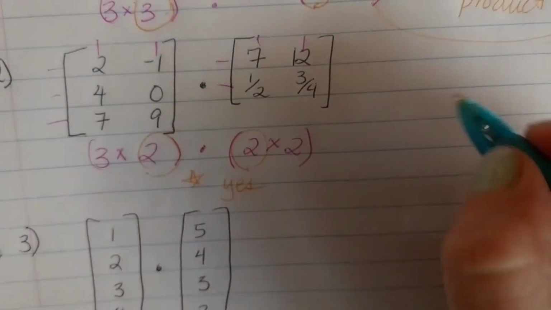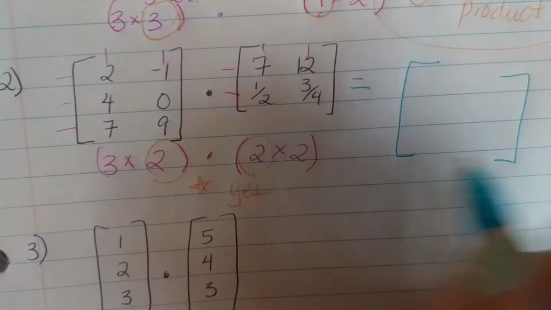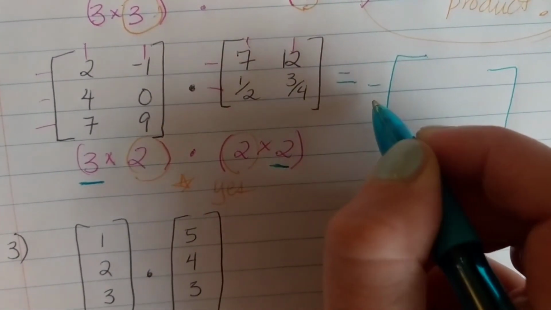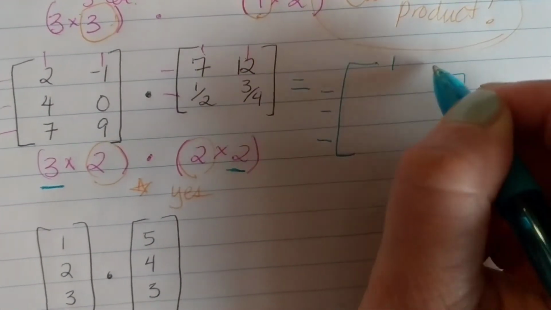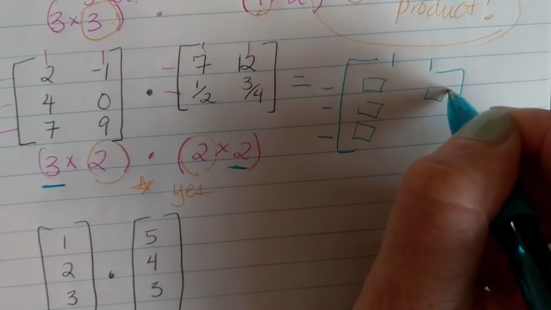And then if I want to know the dimensions of the resulting matrix, it's going to be a 3 by 2. So I'm going to have 3 rows, 2 columns. So I'd have a number here, number here, number here, etc.